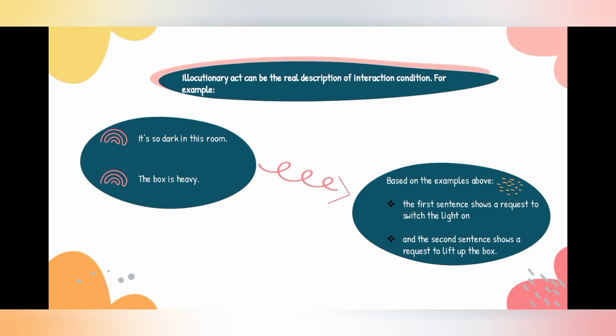Illocutionary act can be the real description of interaction condition. For example, the first, it is so dark in this room. And the second example is, the box is heavy. Based on the examples above, the first sentence shows a request to switch the light on, and the second sentence shows a request to lift up the box.